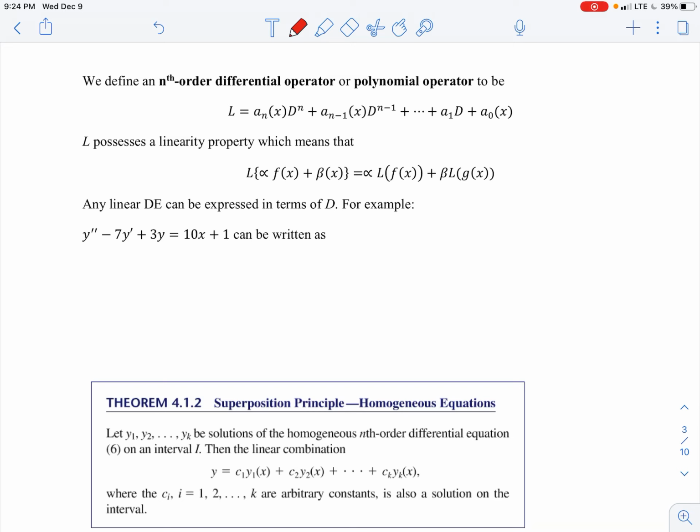All right, now, talking about using that operator, any linear differential equation can be expressed in terms of D. For example, we have y double prime minus 7y prime plus 3y equals 10x plus 1. We can rewrite this as d squared y minus 7 dy plus 3y equals 10x plus 1. Now, that's just another way to write the differential equation.